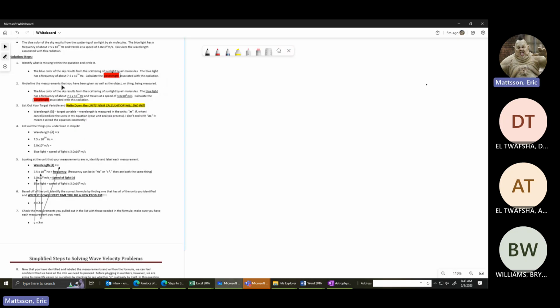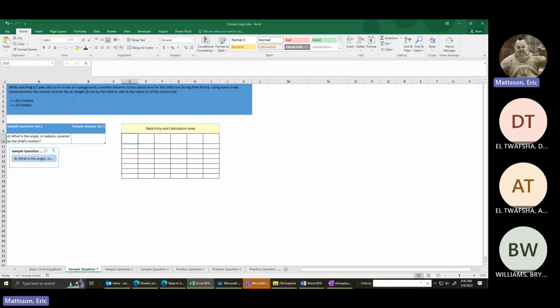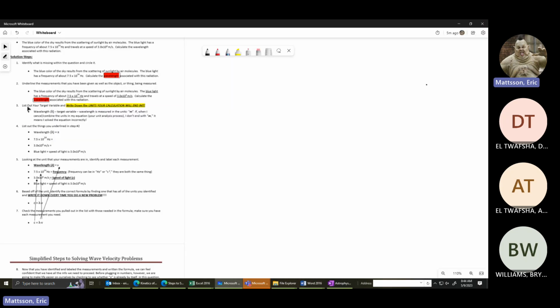Then step 2, underline the measurements you've been given. Again, this stuff works on every math question you're ever given. So we're given these 2 measurements, so I would underline those. Then step 3 is just to pull these out now. So I start to list them out.